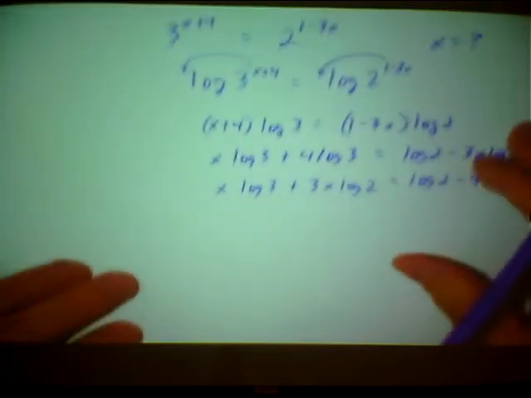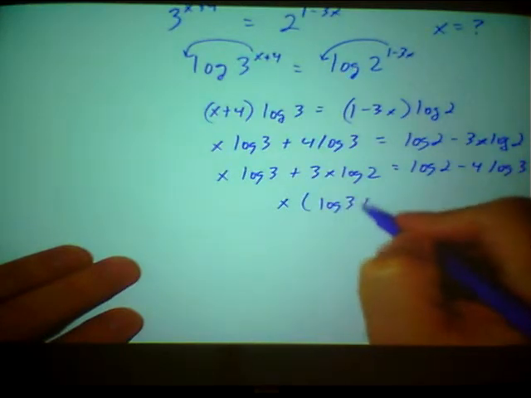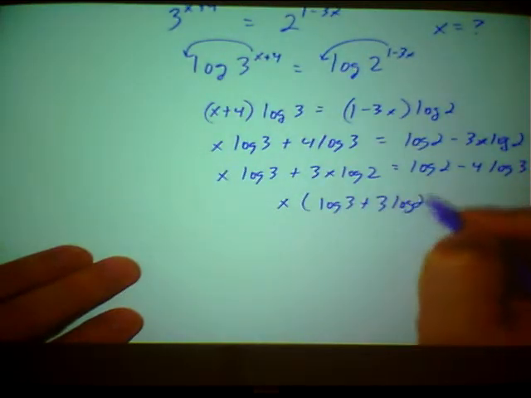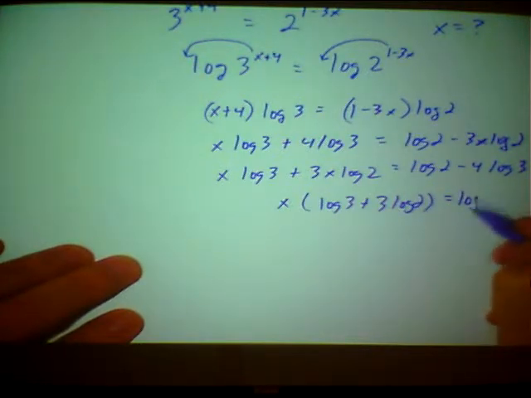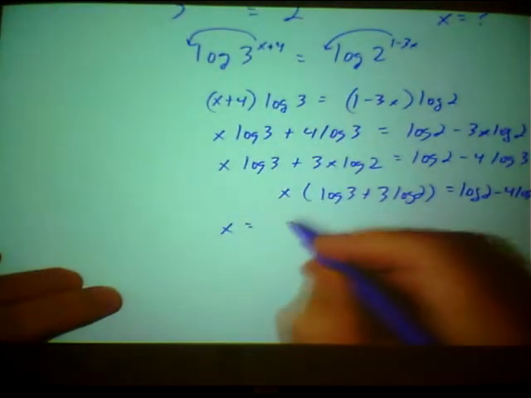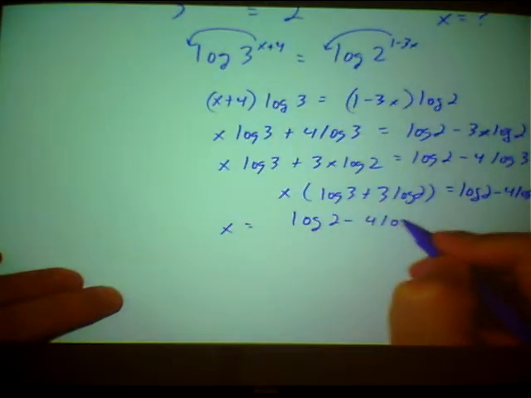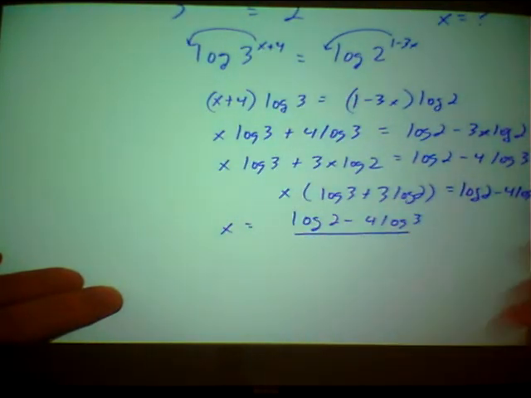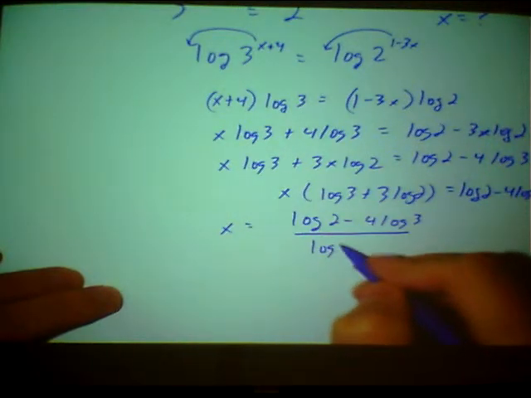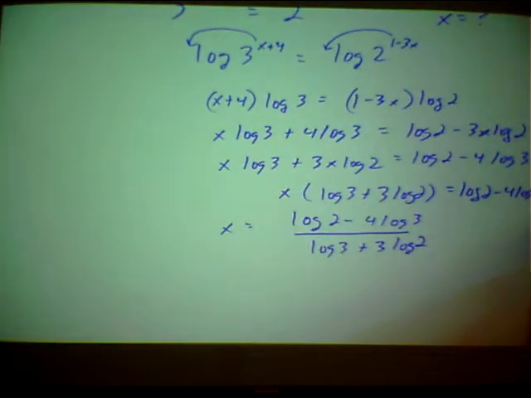And now on the left-hand side, let's go ahead and factor out an x so I can solve for it. x times log 3 plus 3 log 2 equals log 2 minus 4 log 3. So now I'll divide both sides by this parenthesis, and I get x equal to log 2 minus 4 log 3 over log 3 plus 3 log 2.